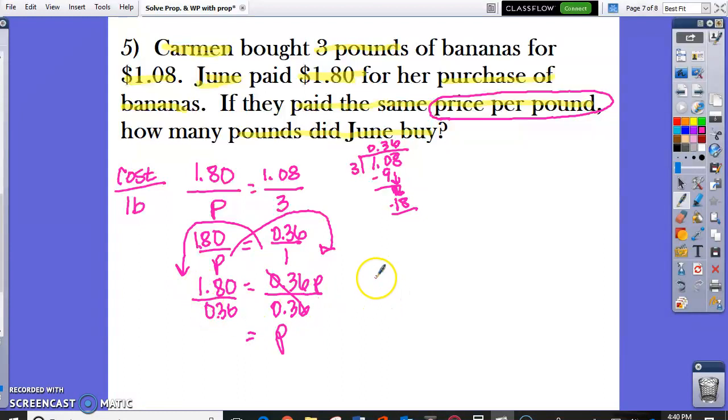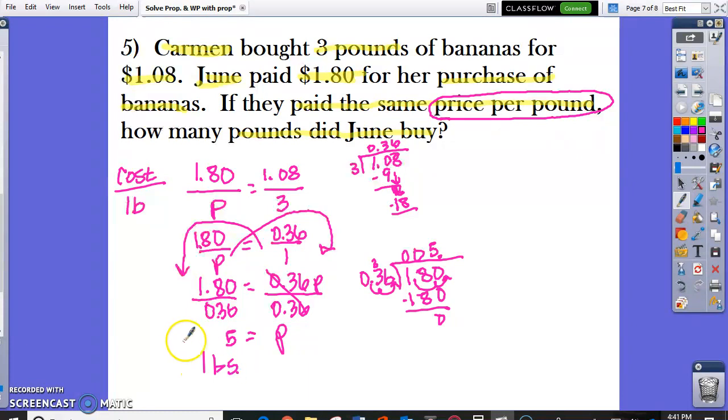Oh, this is a great review. So now we have to divide by a decimal. Hope you remember, when we divide by a decimal, we have to make it a whole number first. Move it 2 times to the right. Now we just have to figure out how many times 36 goes into 180. I know that 6 times 5 is 30, so I'm going to try 5. That's 180. So, P is 5. 5 what? 5 pounds is the answer for June.